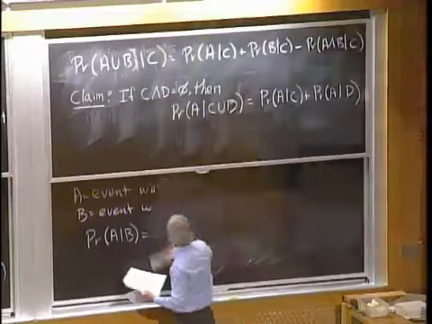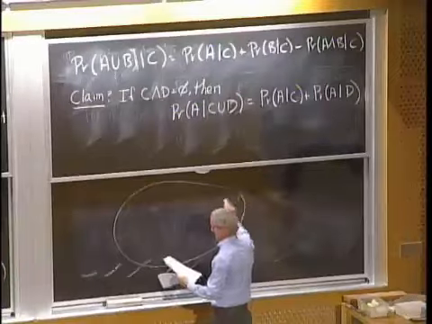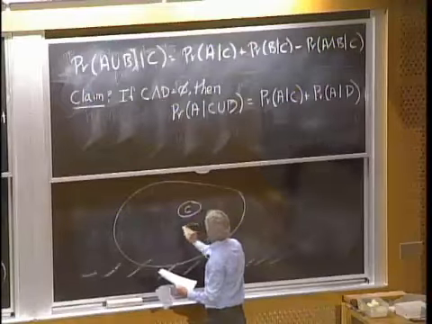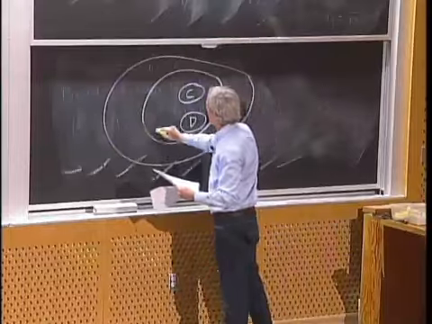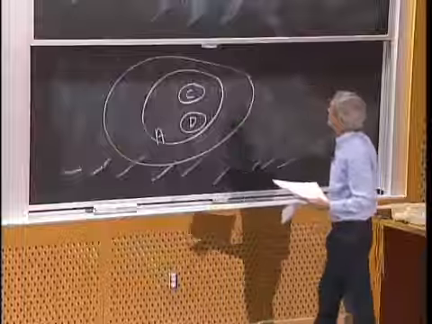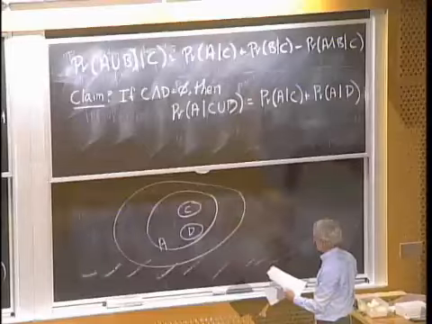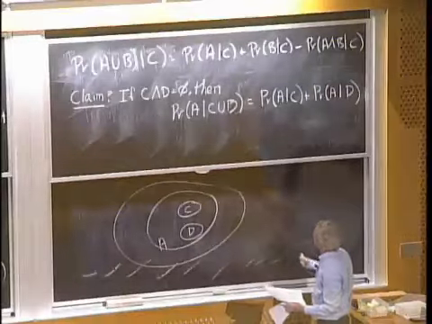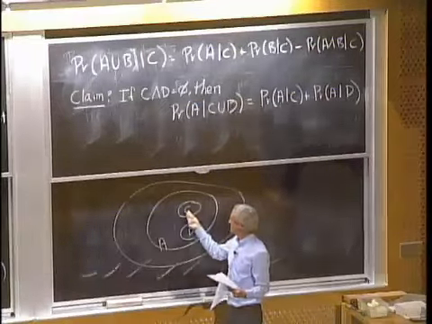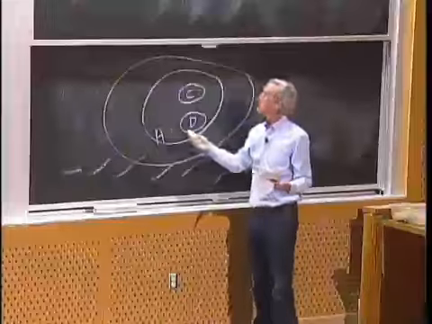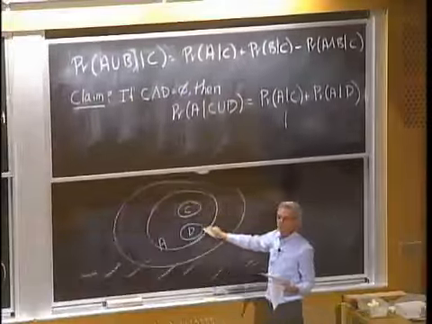Let's look at that case. So we've got a sample space here, and you've got C here and D here. And just for fun, let's make A be here, including all of them. What's the probability of A given C? 1. If I'm in C, I'm in A. A is everything here. So the probability of A given C is 1. What's the probability of A given D? 1.